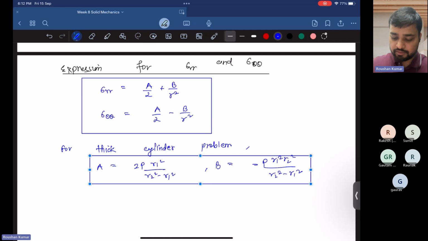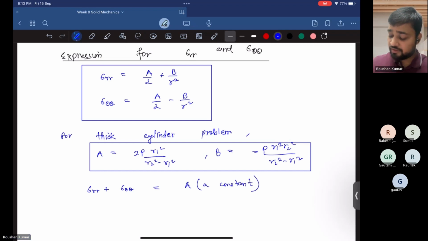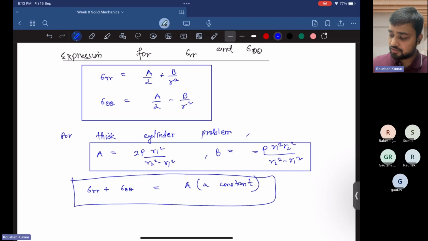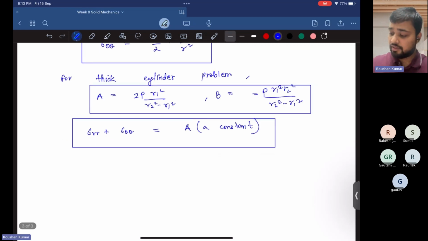So this is the expression for a and b for the thick cylinder problem. Here we also derive that the sum of the radial and the tangential stress, that is sigma rr plus sigma theta theta, is nothing but equal to a, which is a constant. So the sum of sigma r and sigma theta is actually a constant. Here also from this relation you can see from the figure that it becomes a constant value, that is equal to a. Here P is the pressure acting inside the cylinder.